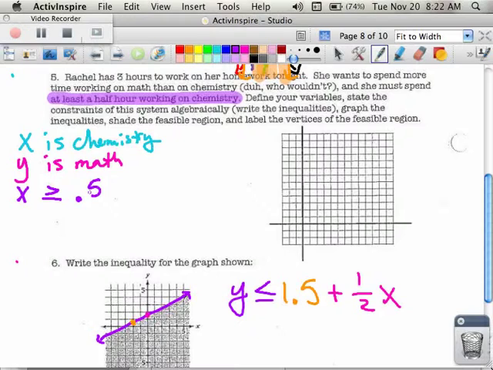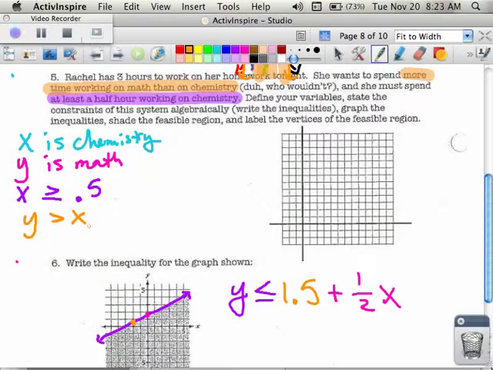And then it says she has to spend more time on math than chemistry. Duh. So if you want to spend more time on math, which was y, that has to be more than chemistry, which was x. So in the purple, at least a half an hour on chem, but more time on math than chem in the orange.